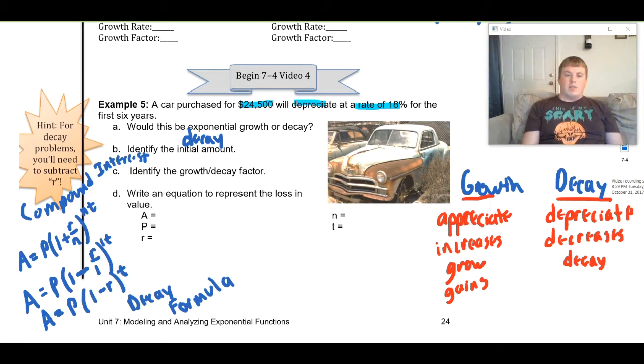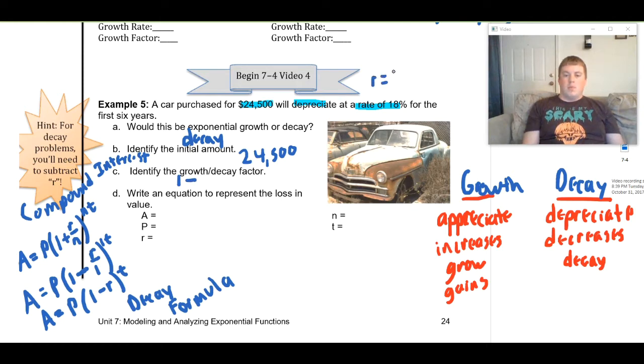So we are asked to identify the initial amount. That is going to be the $24,500 that you initially pay for the car. We're asked for the growth or decay factor. Now this is a little bit tricky. Remember, back to our vocabulary, the factor is actually the 1 plus the R or the 1 minus the R. Since this is decay, this is going to be 1 minus the R.